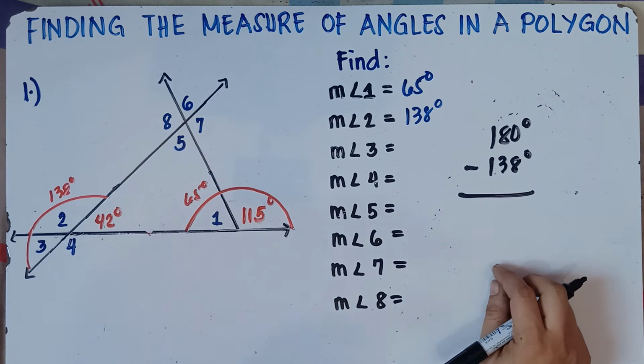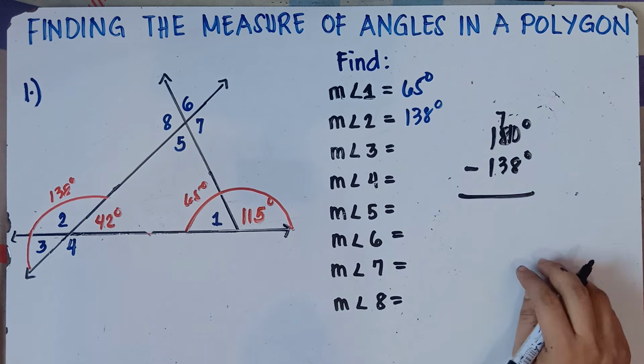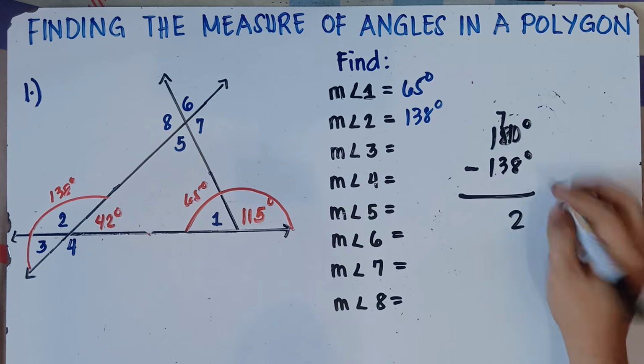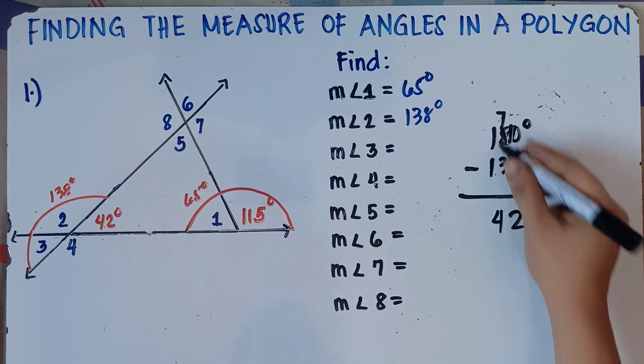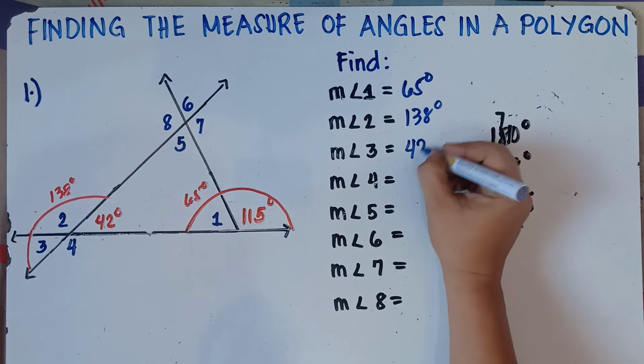So let's double check. 0 minus 8, that cannot be. This becomes 7, this becomes 10. 10 minus 8 is 2. 7 minus 3 is 4. 1 minus 1 is 0. So that would be 42 degrees. Therefore, class, angle 3 is 42 degrees.